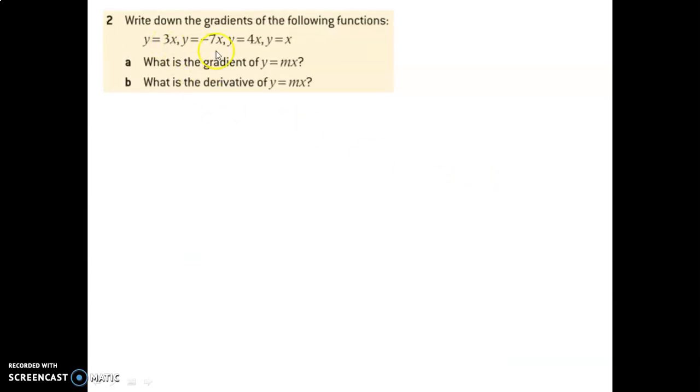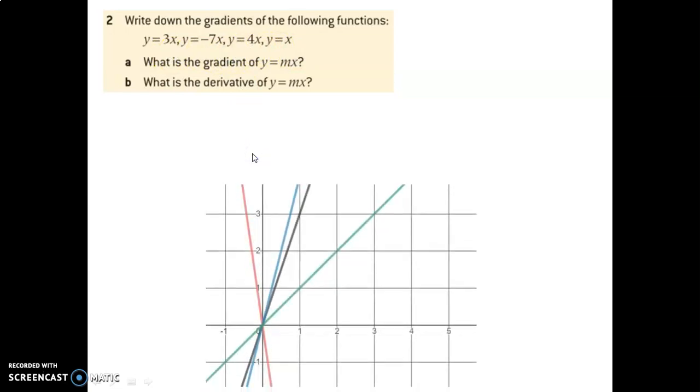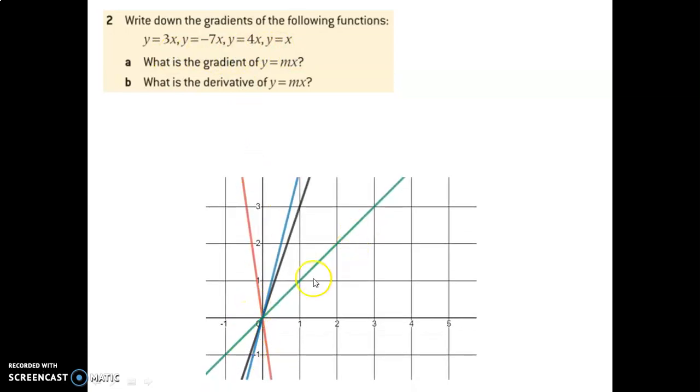Okay, let's try another one. Now we have lines that are a little bit more complicated: y equals 3x, y equals -7x, y equals 4x, y equals x. These lines now have an x in them. So what do those look like? Let's take a look at those graphs. Here's y equals x. This red one is y equals -7x. The light blue one is y equals 4x. And the black one is y equals 3x.